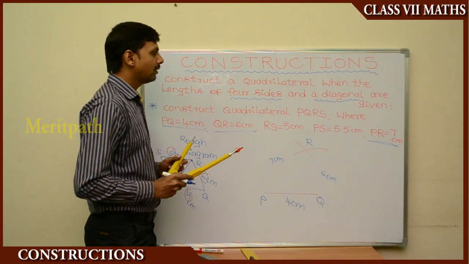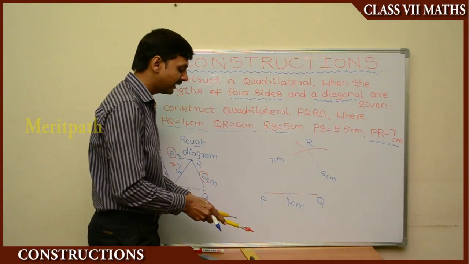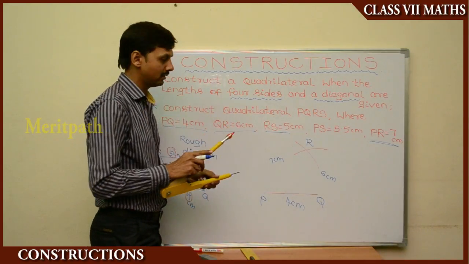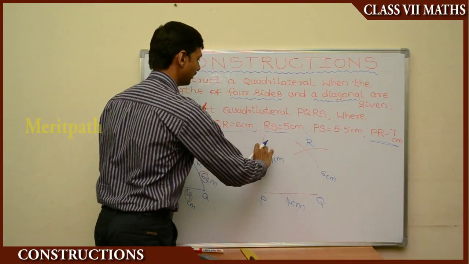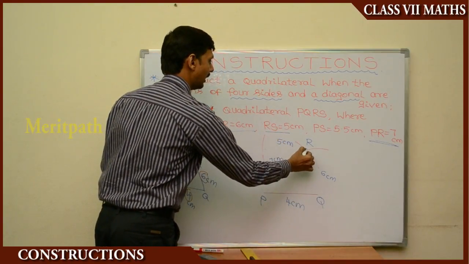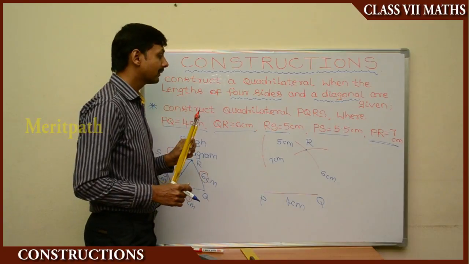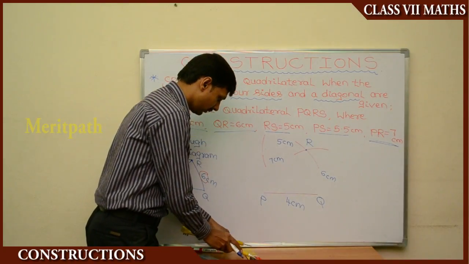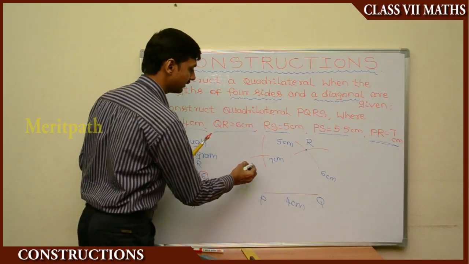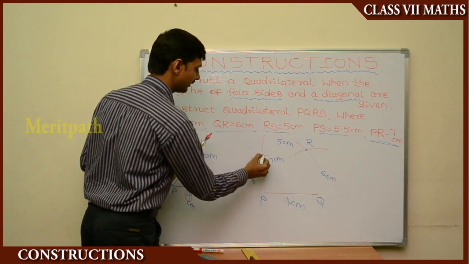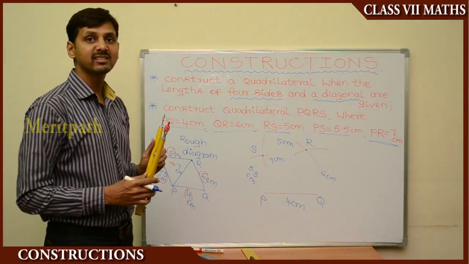Using this triangle we can construct the quadrilateral. What is left is RS. RS is 5 centimeters, so take a 5 centimeter radius on the compass and, using R, make an arc. The last one is PS. Using P, construct 5.5 centimeters, and this is S. So we got PQRS.